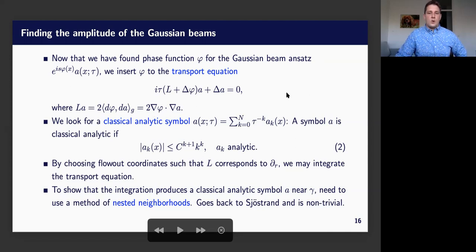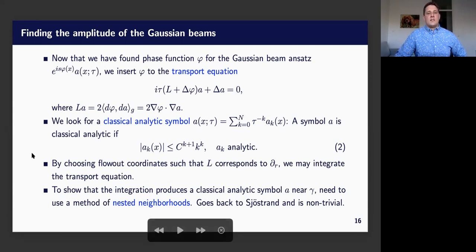Okay, so as an amplitude function, we look for something which is a classical analytic symbol. And what is a classical analytic symbol? A classical analytic symbol is a symbol, which means that it's of this form, this kind of negative series in tau, and it satisfies two conditions. First, it has some kind of growth condition in the index k. So a_k is bounded by some fixed constant to the power k plus 1 times k to the power k. And the other condition is that a_k needs to be an analytic function in the variable x.